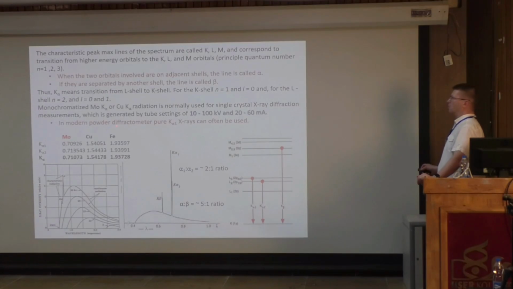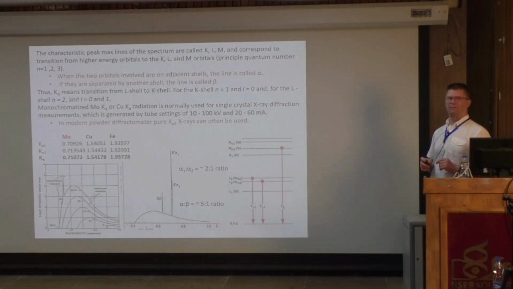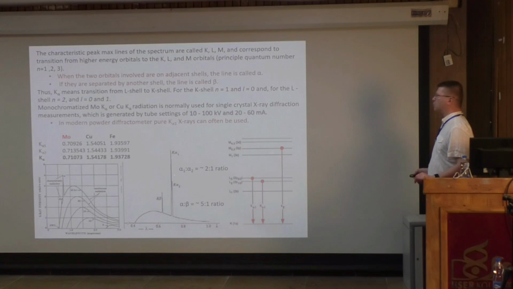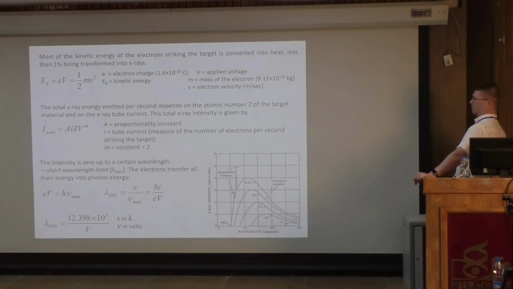In modern powder instruments, they are even done so that you can separate alpha and beta, so alpha 1 and alpha 2, because in powder diffraction it might make sense. But in single crystal, we can merge them into one diffraction spot, so it doesn't matter for us. We don't gain anything by separating these things, so we just use it as this. And that's just simple mathematics.